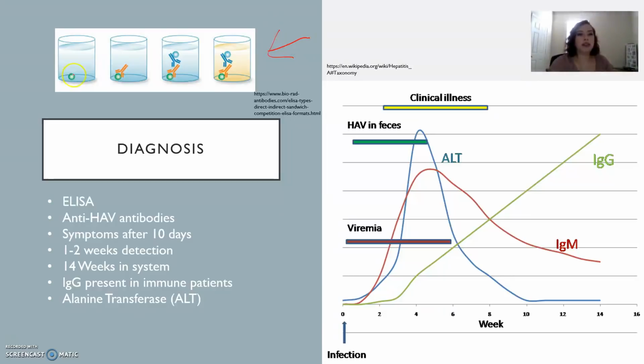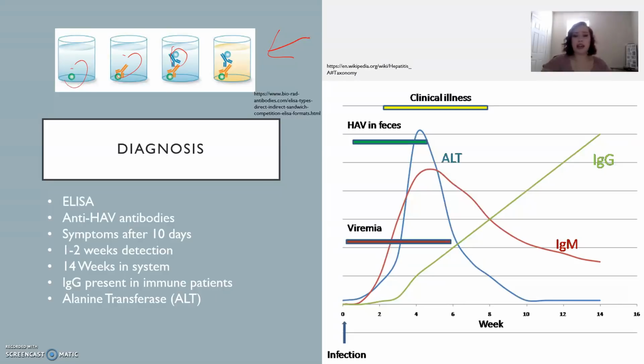So you have your virus, you have your primary antibody, and then you add a secondary antibody and another detector, and then it changes color. Sometimes you detect by concentration, other times you just detect if it's present or not. So this is just an example. It's not exactly how hepatitis A is discovered, but that is just a brief overview of an ELISA.